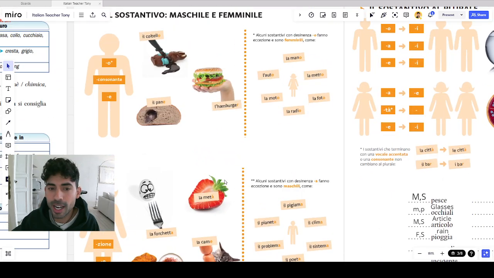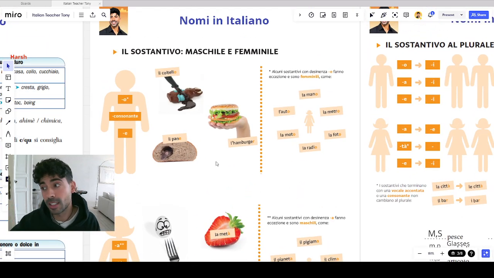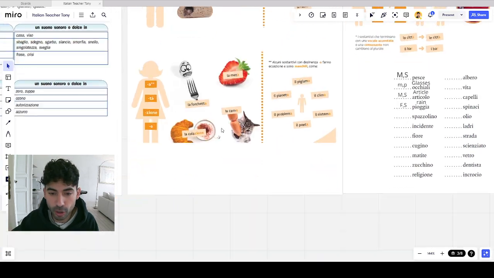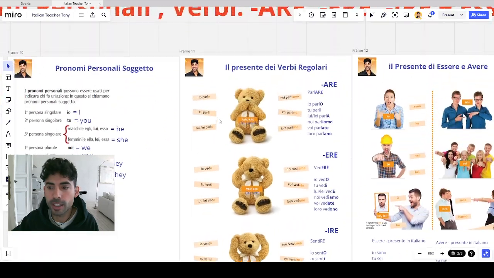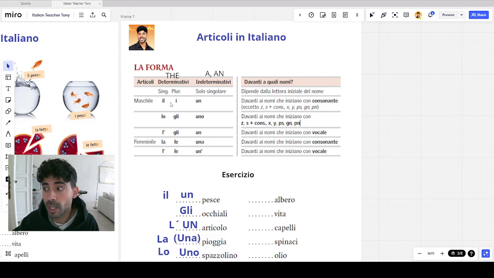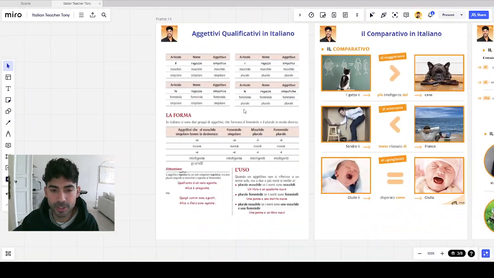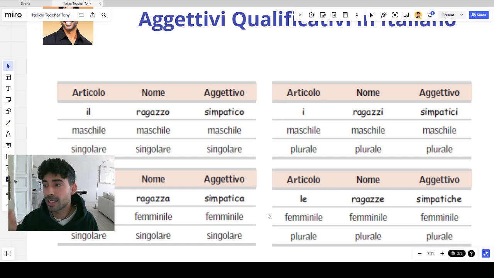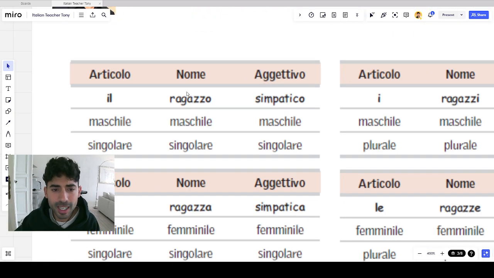Once you have identified if the noun is masculine, feminine, singular or plural, you will have to conjugate the article, which we did in the first class. The article will have to be conjugated following the noun, but also the adjectives will have to be conjugated following the noun. So let's have a look at an example.